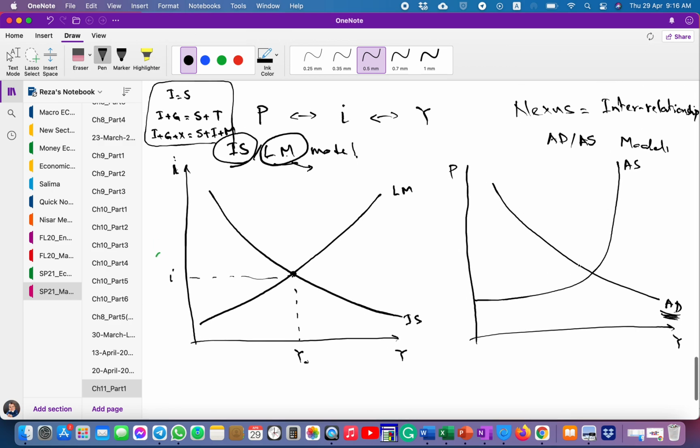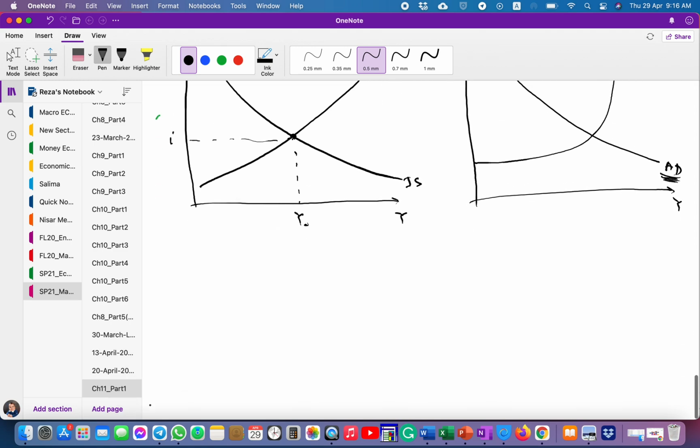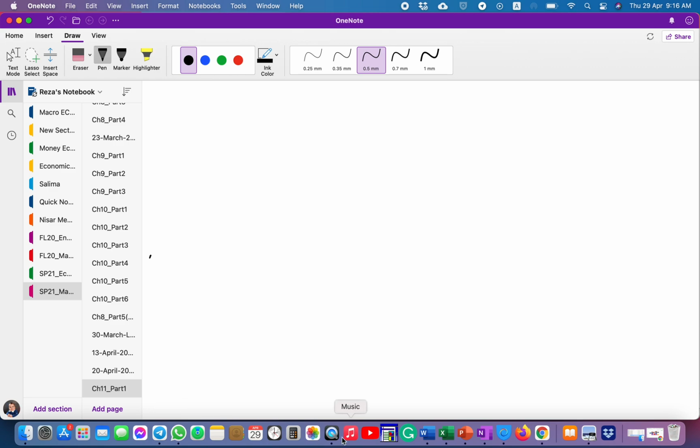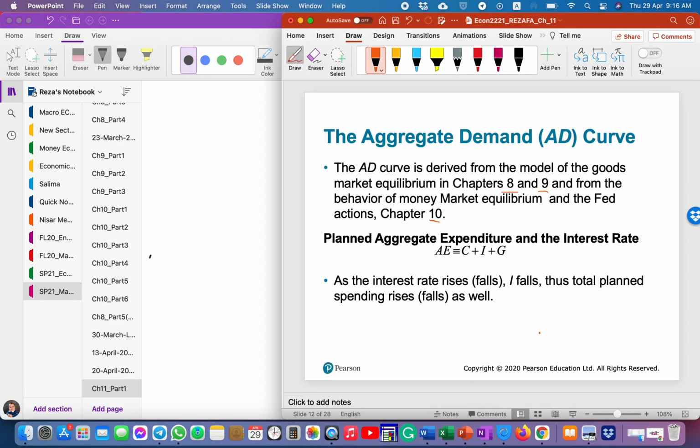Because of the limitations of the drawing, we have a choice either to draw the ISLM curve, and then from the ISLM curve we can draw the aggregate demand, aggregate supply model. So that was in the bracket, a very brief explanation of how we derive the aggregate demand. The aggregate demand is derived from all the interrelationship between interest rate, price, and output, which we learned from chapters 8, 9, and 10. And in planned aggregate expenditure, actually we should also add X minus M, but the simple model is presented in chapters 8 and 9. So that has been taken out.